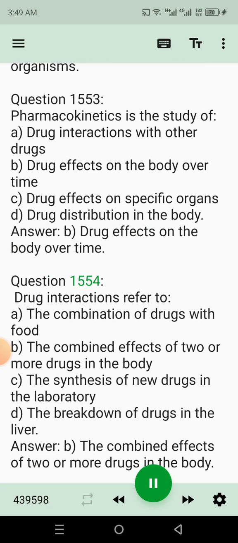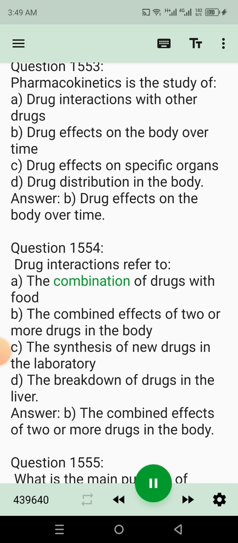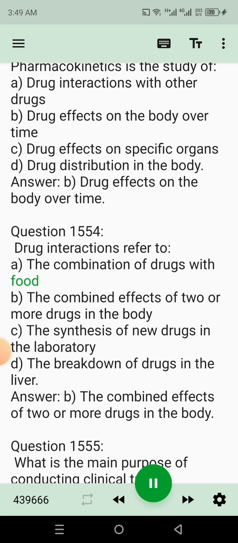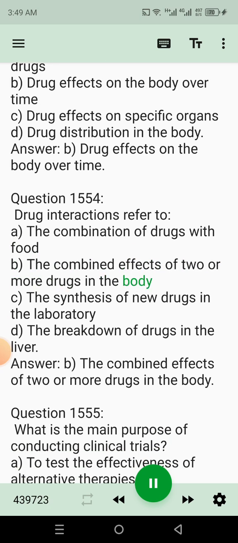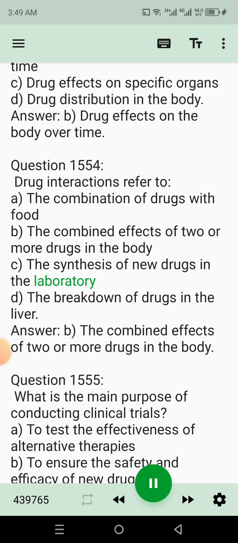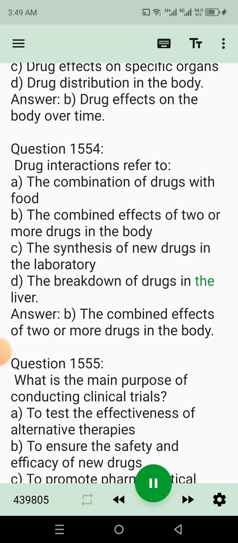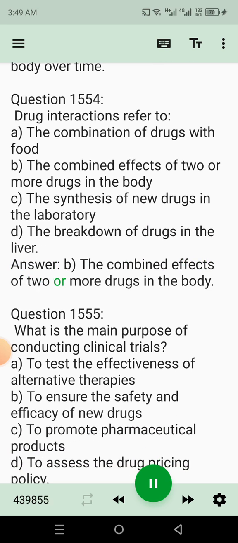Question 1554. Drug interactions refer to A. The combination of drugs with food. B. The combined effects of two or more drugs in the body. C. The synthesis of new drugs in the laboratory. D. The breakdown of drugs in the liver. Answer: B. The combined effects of two or more drugs in the body.